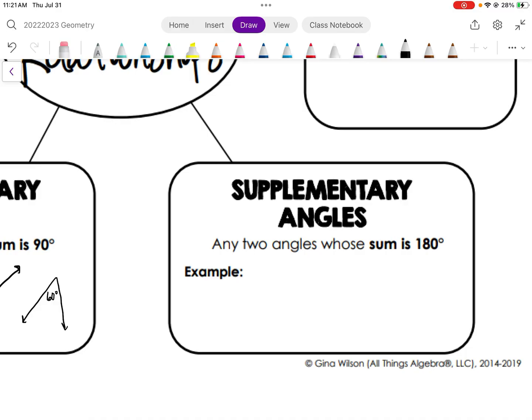So if you think back to the last lesson, we kind of classified some angles. We had acute, obtuse, right, and then straight. So the straight angle was the one that looked like a line, and that one was equal to 180 degrees. So let's say I had one straight angle. This would be a straight angle. Looks like a line. It's 180 degrees.